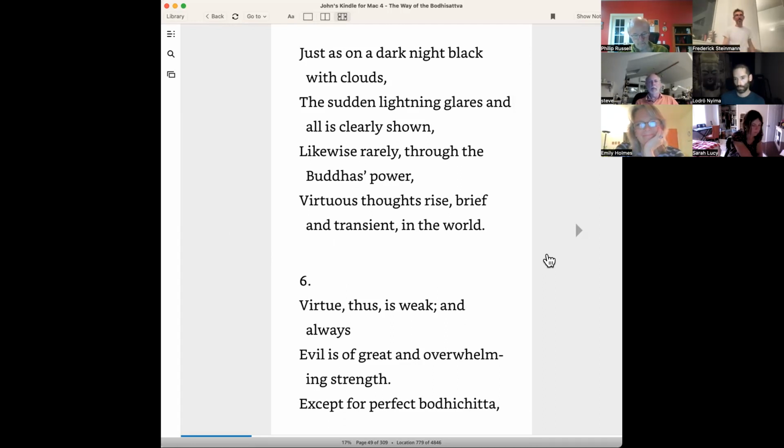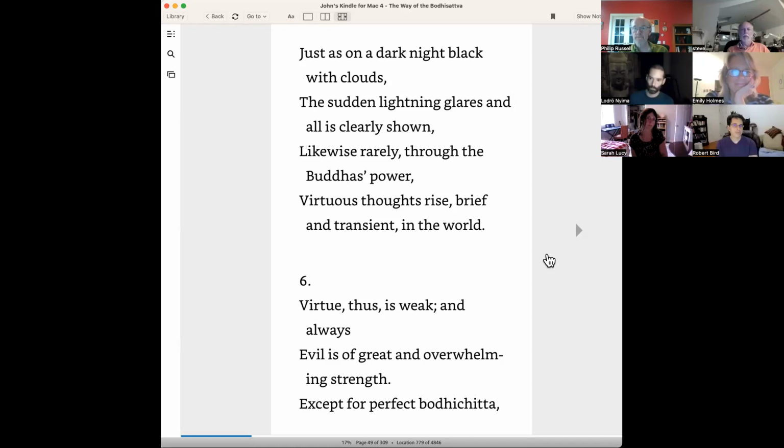Just as on a dark night, black with clouds, the sudden lightning glares and all is clearly shown. Likewise, rarely, through the Buddhist power, virtuous thoughts rise, brief and transient in the world.